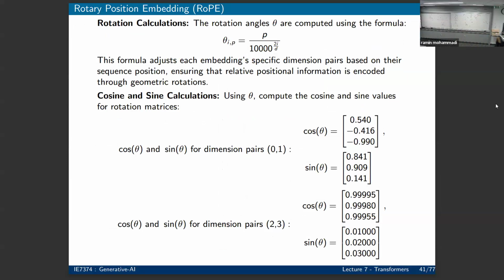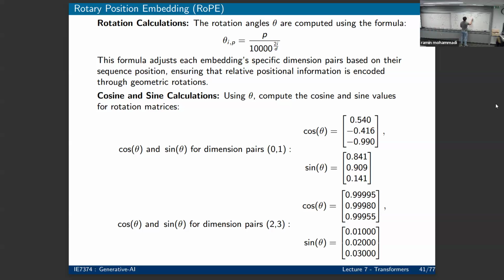What was the dimension of the embedding? Every word has 4 values. How many pairs do you get? 2. So that's why here you have pair 0 and 1, meaning the first 2 elements, and pair 2 and 3, the second 2 elements. Okay, so you start with the first pair of this embedding. If your embedding has only 4 dimensions, it's 4 by 1.